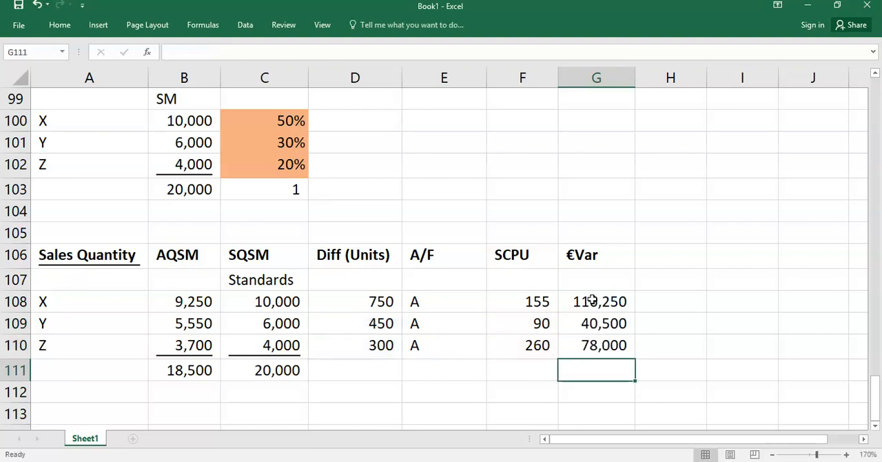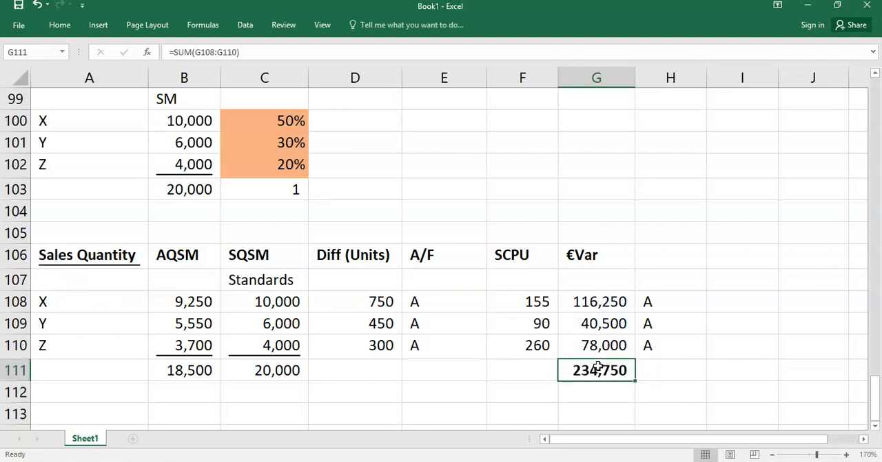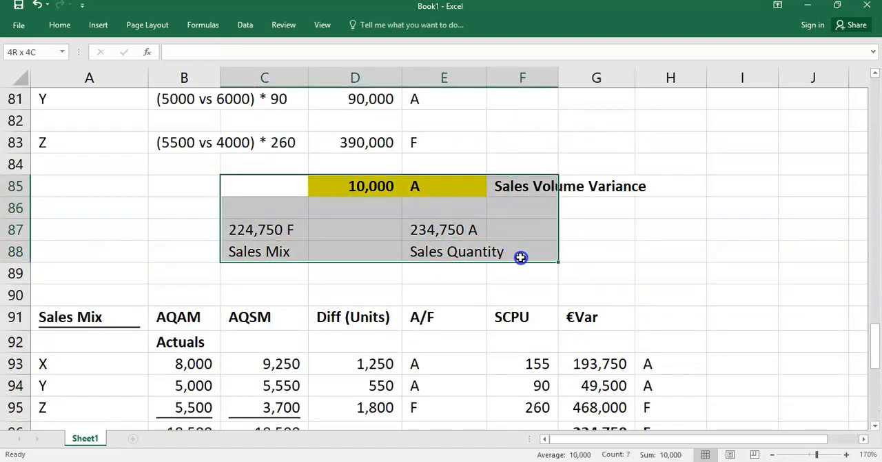So again, don't be afraid to pause it now. Just double check you're happy yourself. And if it's adverse in units, it'll also be adverse in money. And that means our sales quantity variance is 234,750 adverse. And we know that's correct based on our knowledge of how the advanced variances all link together.